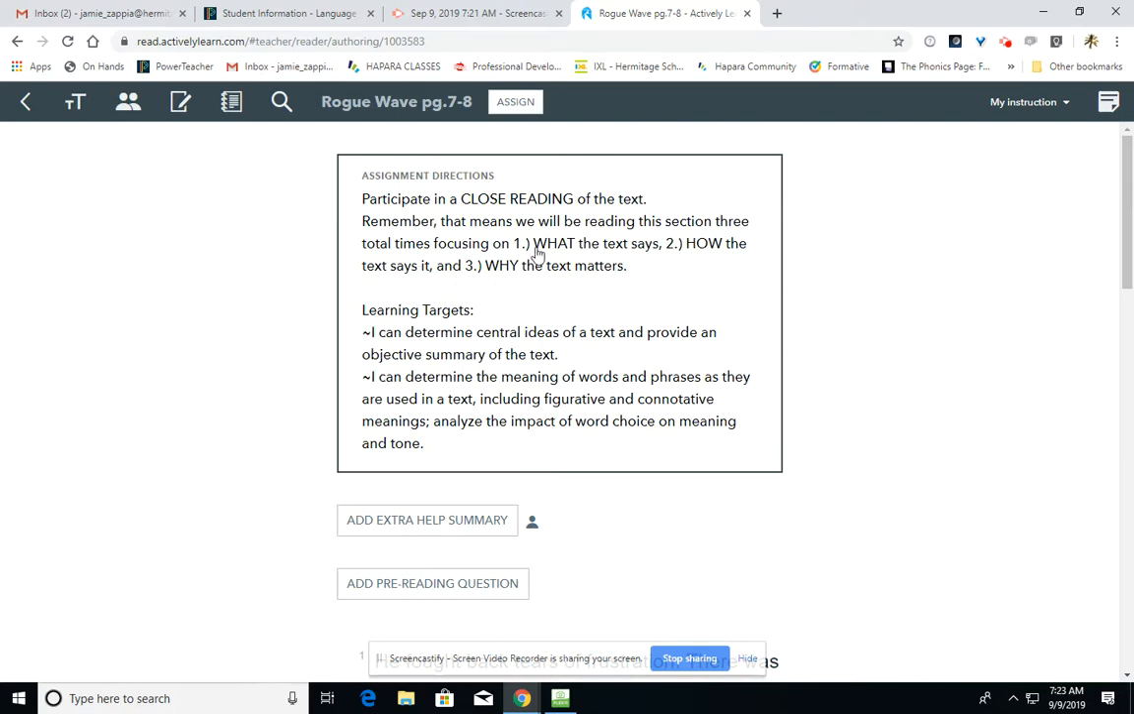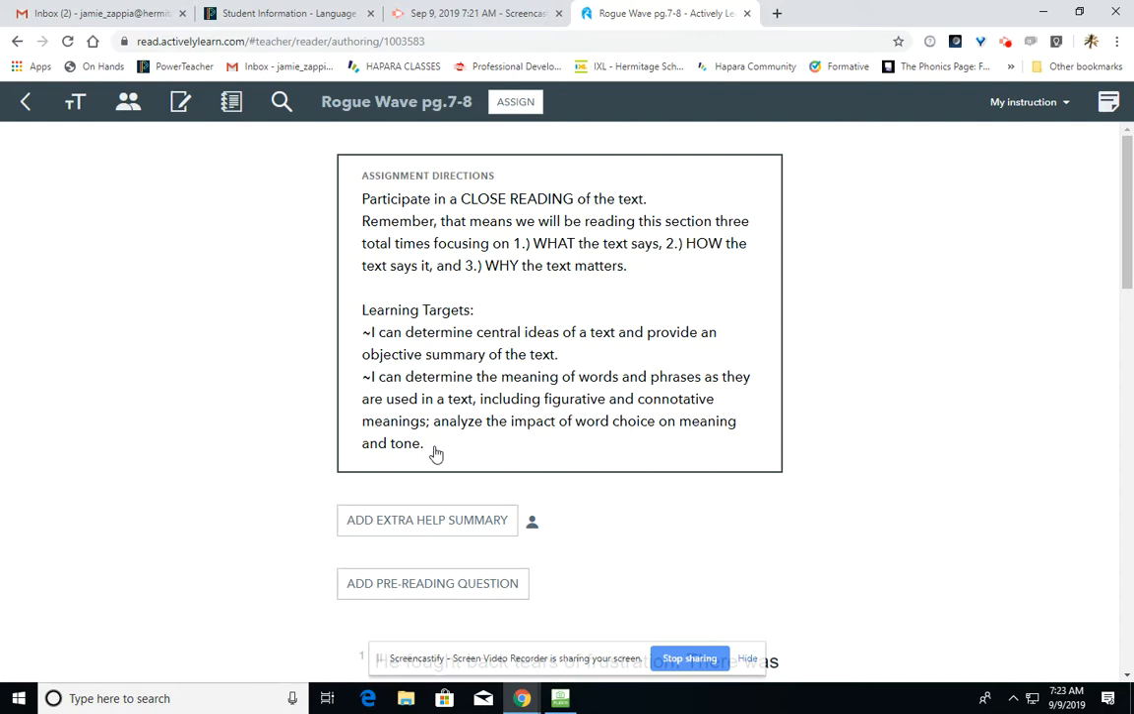As we look at these three different phases, we're going to focus in on the learning targets of I can determine the central ideas of a text and provide an objective summary, as well as I can determine the meaning of words and phrases as they're used in text, including figurative and connotative meanings. Analyze the impact of word choice on meaning and tone.